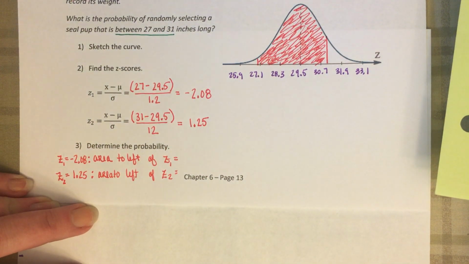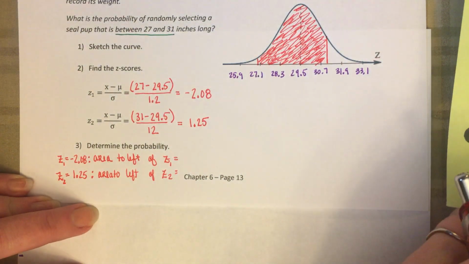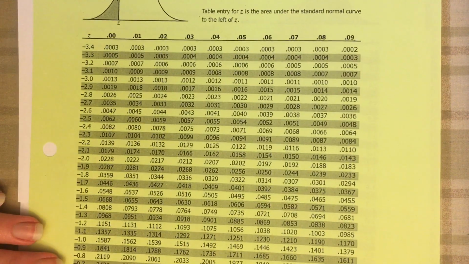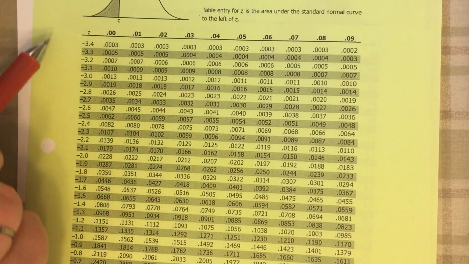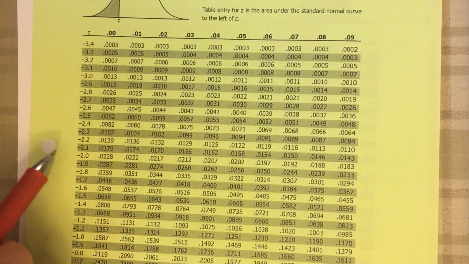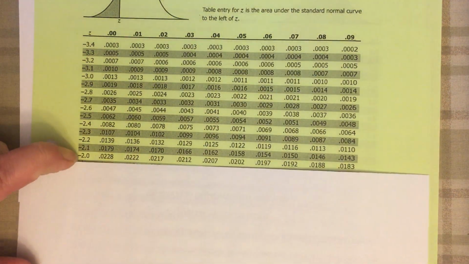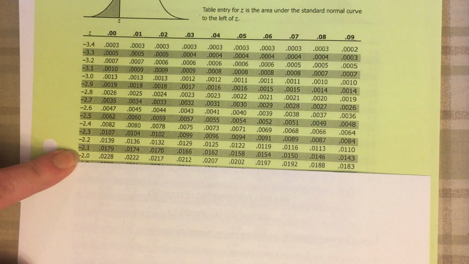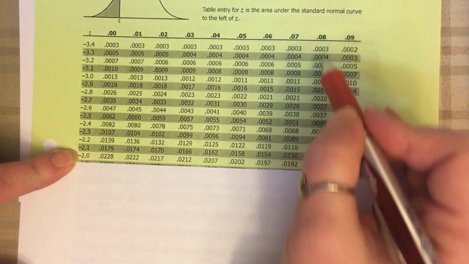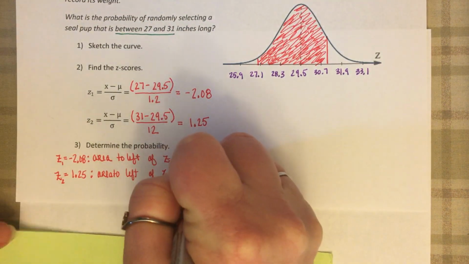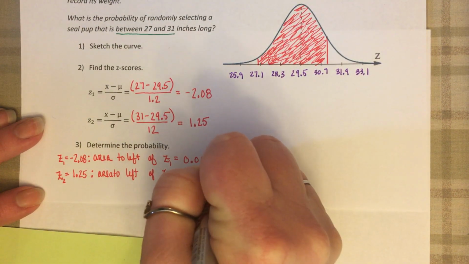All right, so we're going to go to our table. In our table, our first z-score is negative 2.08. We are going to move down on our z-score column to the negative 2.0 row. And then from here, we are going to go over, find our second decimal value. Our second decimal value is an 8. So we're going to move all the way over to this column. So our first area is 0.0188.